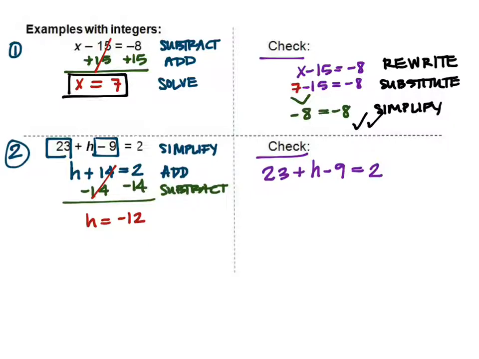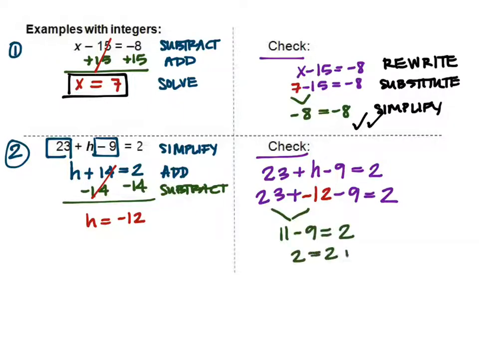So where I see h, I'm going to plug in a negative 12. And now I'm going to go ahead and use order of operations to solve. So I'm going left to right. And I can organize this as 11 minus 9 equals 2, and in fact 2 does equal 2. That is a true statement. So I can go ahead and box in my answer where h is equal to negative 12.